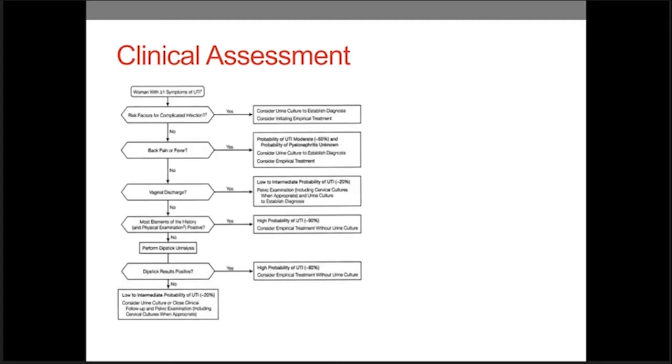pyelonephritis. Here we can see the clinical assessment algorithm for patients presenting to the outpatient clinic with clinical symptoms of UTI. If we follow that, we end up with acute uncomplicated cystitis. It is uncomplicated because she doesn't have any risk factor that might make the therapy fail: she's not diabetic, she's not pregnant, she doesn't have any hospital-acquired infection, and there is no kidney injury.